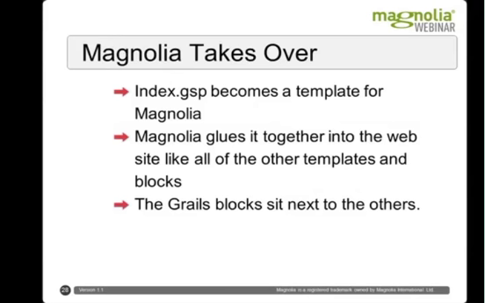Okay, at this point, Magnolia takes over, and this becomes a template for Magnolia. Every time Magnolia is looking for this block, and you control with Magnolia where the blocks appear, Magnolia is just going to go to that glue code. The glue code's going to fetch all the information from Grails, and then the Grails block will sit next to the other. So that's all you need to do.